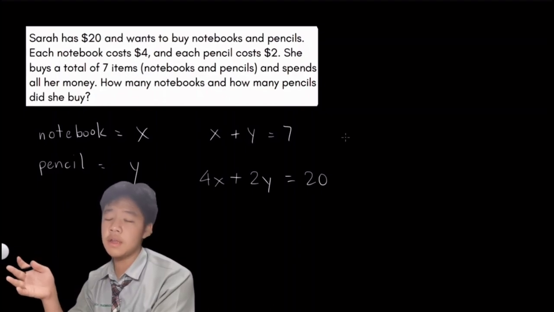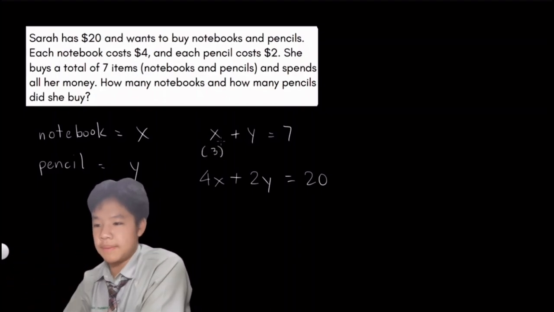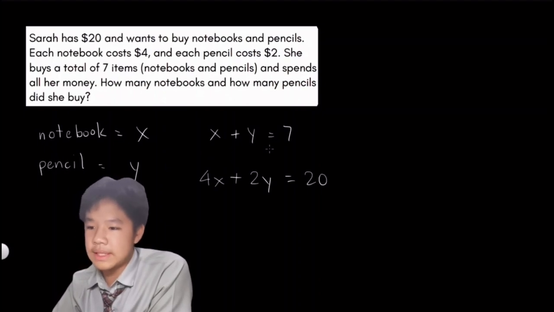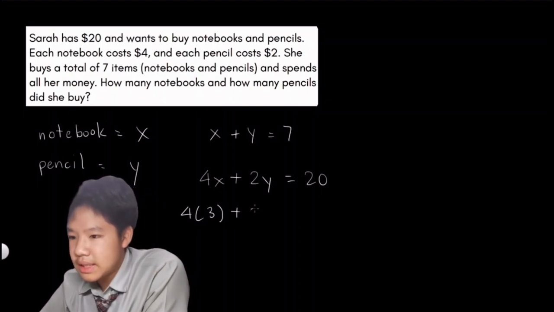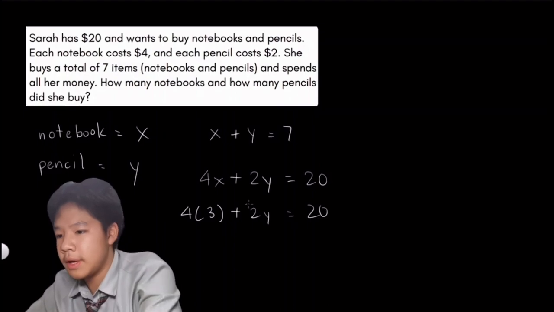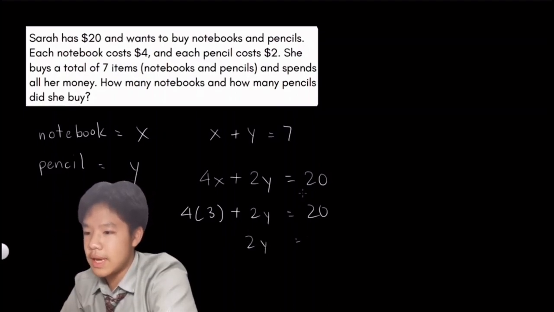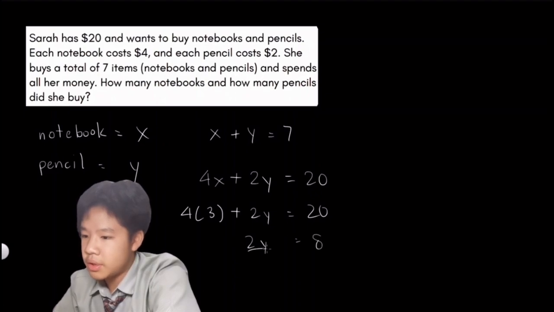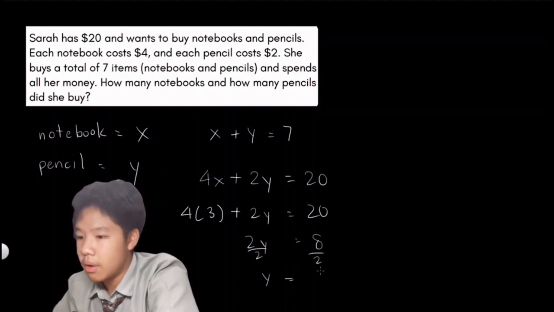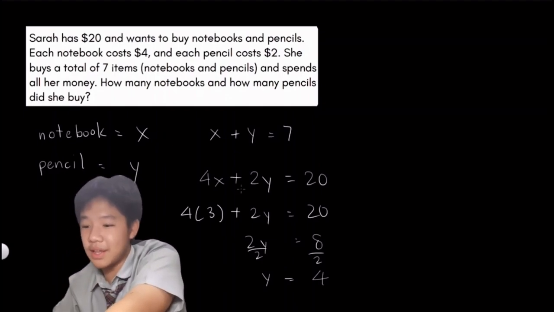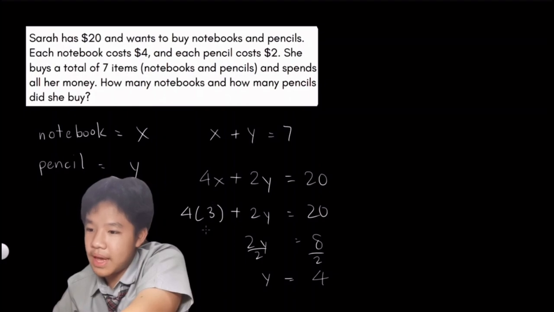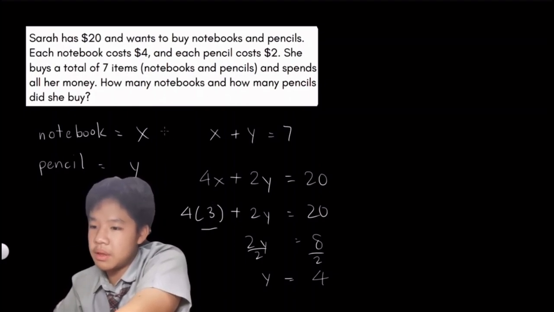Since the number 7 is very low, we can substitute the numbers. So, for example, let's say x is 3 for now. So you have 2y equals 8. And now divide by 2 on both sides. We'll have y equals 4. And as you can see here, we seem to have gotten lucky. The x, or the notebooks, is 3, and the pencils, or y, is 4.